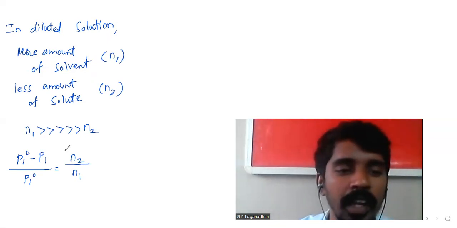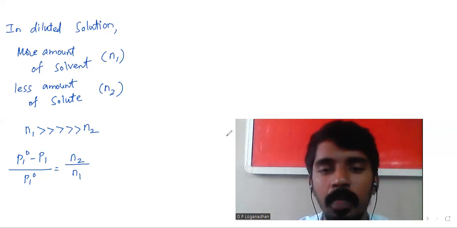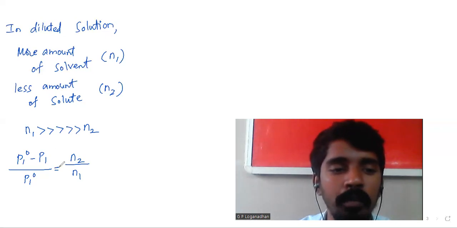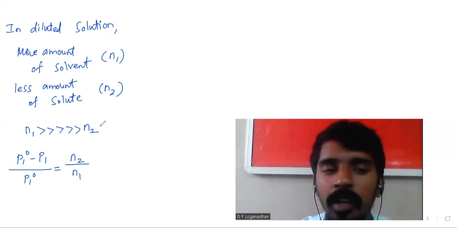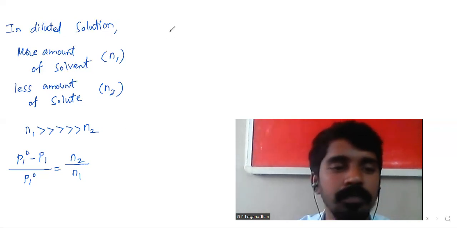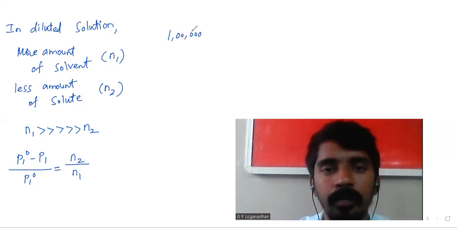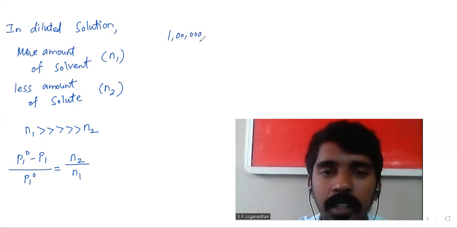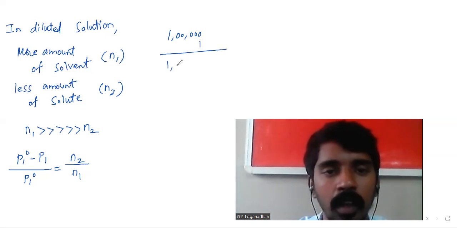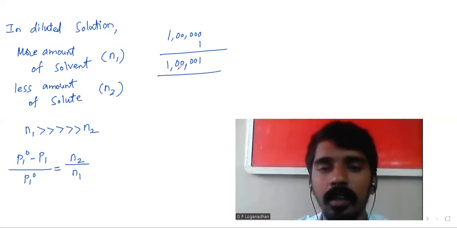Why are we neglecting N2 in the denominator? Because the N2 value is very small. It is like adding two numbers. Let us consider why this is to be done, right? Why are you writing N2 by N1 instead of N2 by N1 plus N2? It is because if you take one lakh and you add 1 to it, you get 1 lakh and 1.